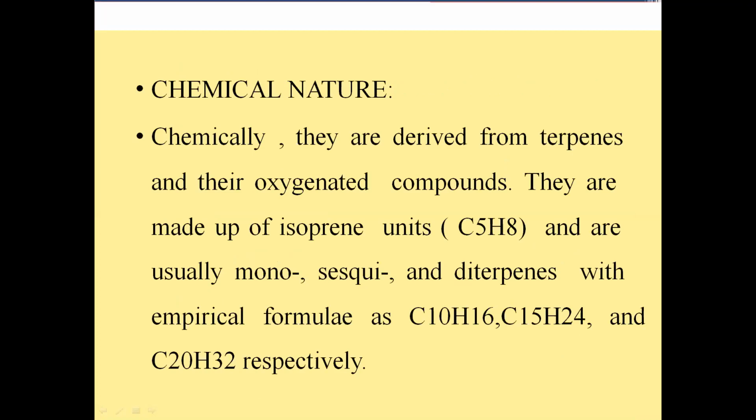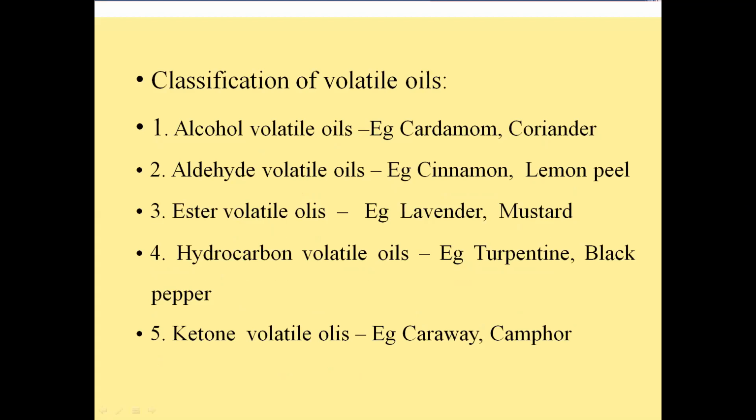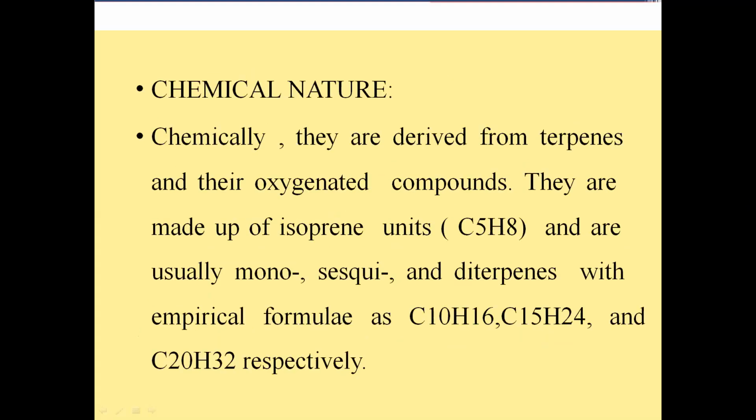Now coming to the chemical nature. Chemically, they are derived from terpenes and their oxygenated derivatives. The basic unit of volatile oils is the isoprene unit, that is C5H8, and they are usually monoterpenes, sesquiterpenes, and diterpenes with the empirical formulas C10H16, C15H24, and C20H32. If n is equal to 2, then C10H16, and for 3, C15H24, and so on. This is about the chemical nature of terpenes, and if they are combined with oxygenated derivatives, then they are known as terpenoids.